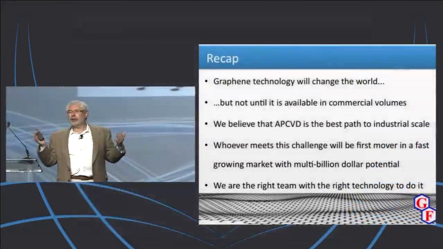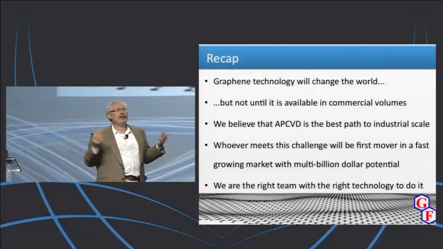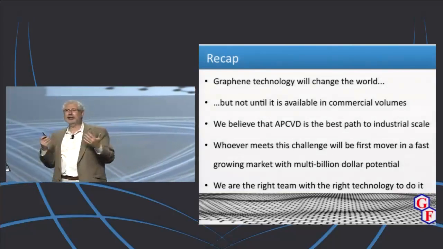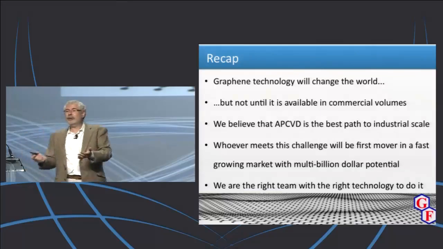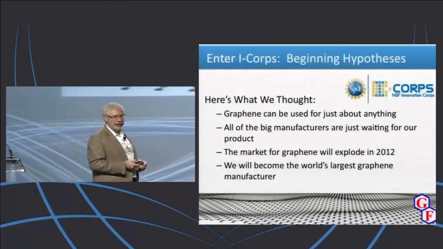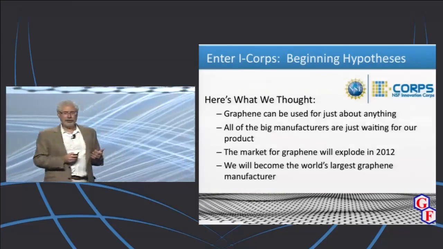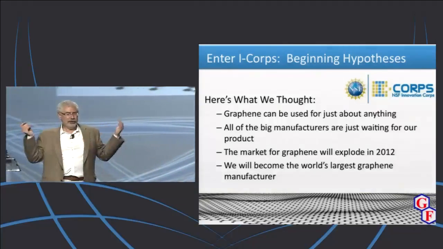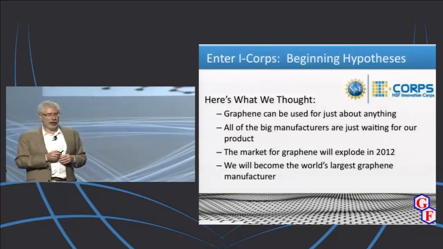So these, by the way, are their slides, not ours. It said graphene technology will change the world, but the only thing that's stopping it is availability in commercial volumes. Our technology allows us to do that, and we're the right team and the right technology. Now, if this was a venture pitch, the next slide would have said, and we're raising $20 million. But instead, we made them write down their hypotheses. And so their hypotheses were graphene could be used for anything. And the market will explode in 2012, and they're going to become the world's largest graphene manufacturer.